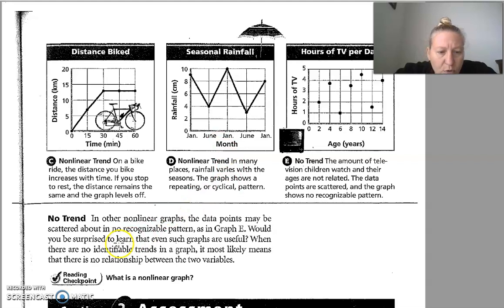No trend. In other nonlinear graphs, the data points may be scattered about in no recognizable pattern, as in graph E. Would you be surprised to learn that even such graphs are useful? When there are no identifiable trends in a graph, it most likely means that there is no relationship between the two variables. So here in E, the amount of television shows children watch and their age are not related. The data points are scattered and the graph shows no recognizable pattern.